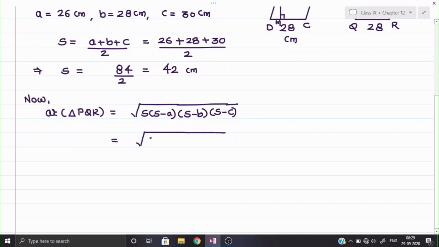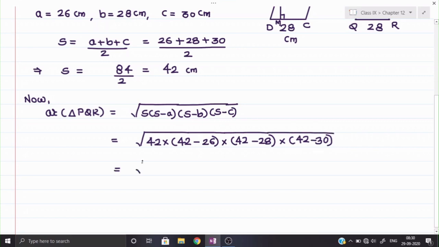So first the value of S is here 42, into bracket 42 minus the value of A, which is 26, similarly into 42 minus 28, the value of B, and similarly the value of C will be 30, so 42 minus 30. Okay, now let us simplify this one. So it can be written as 42 into 42 minus 26.